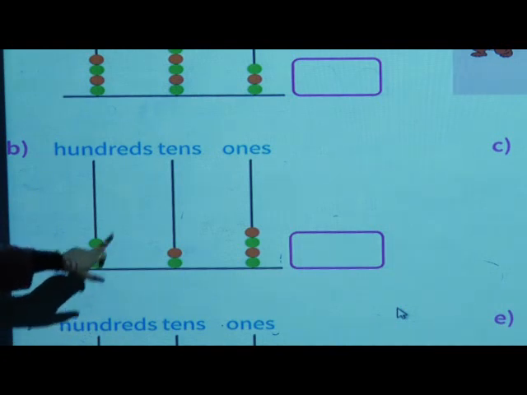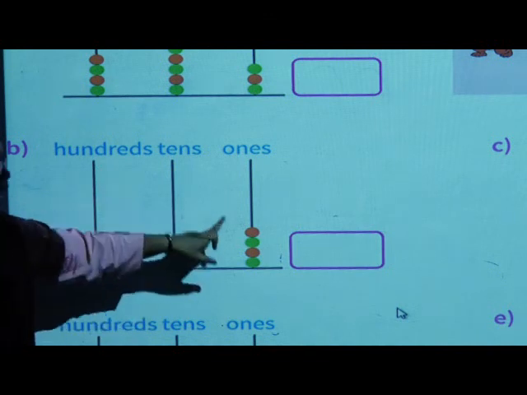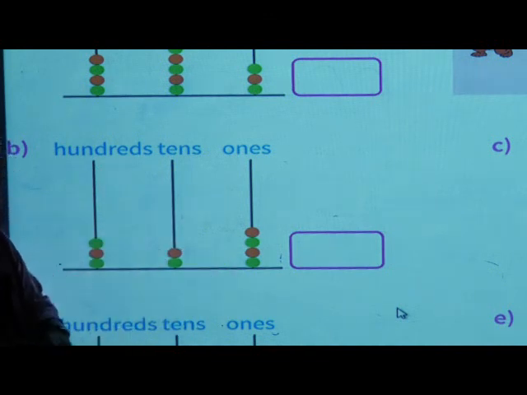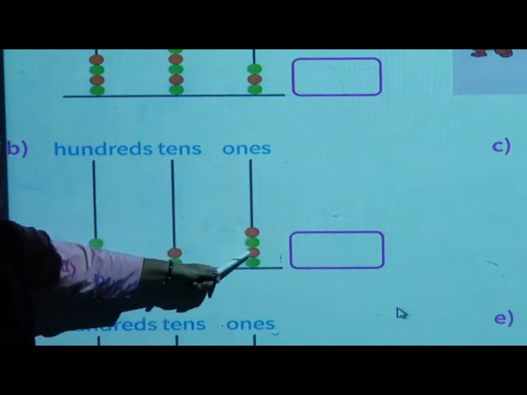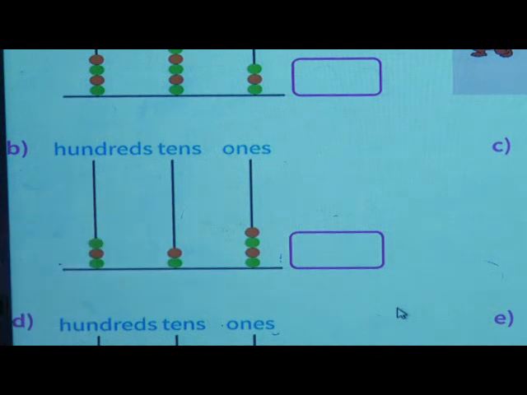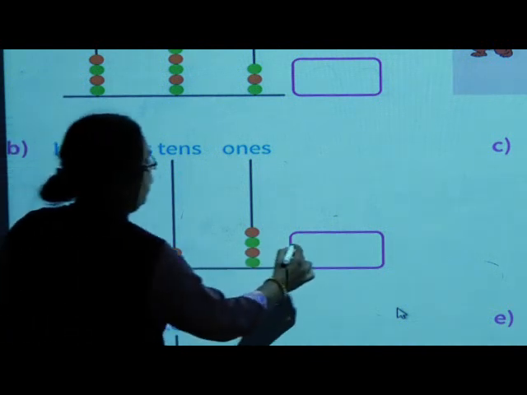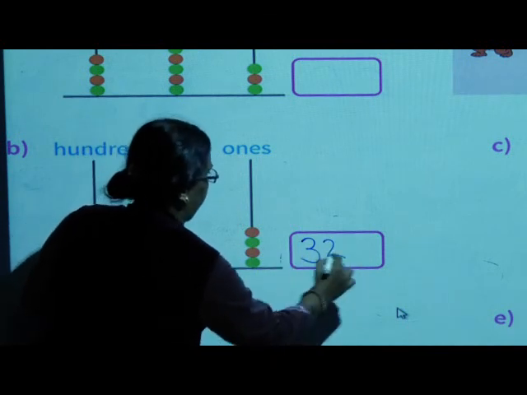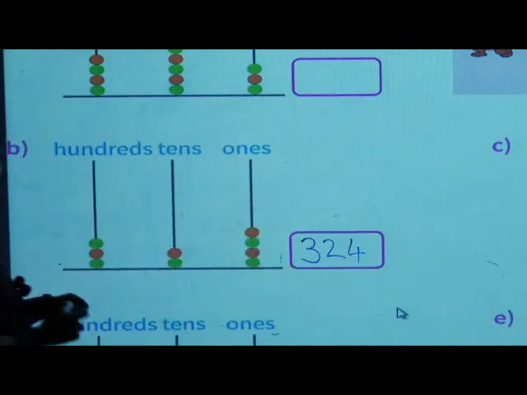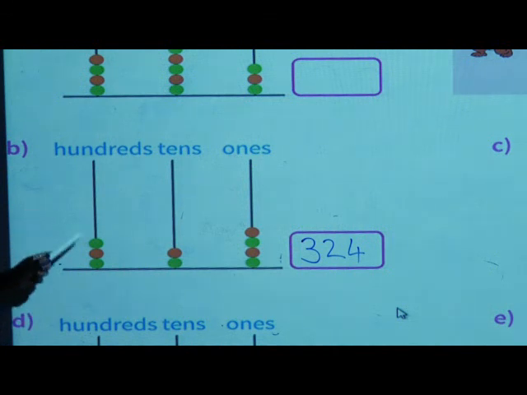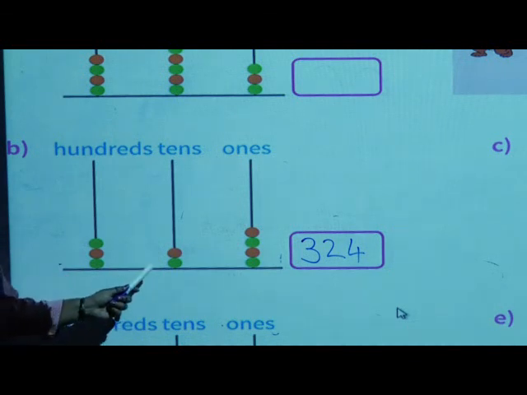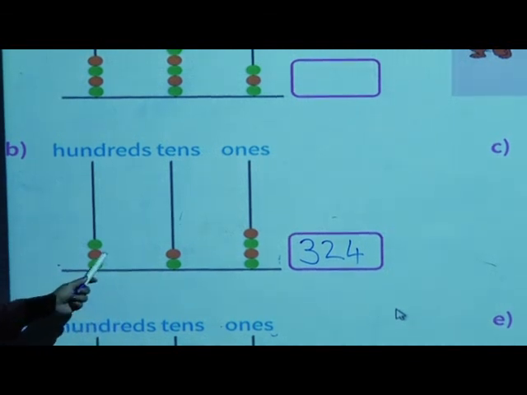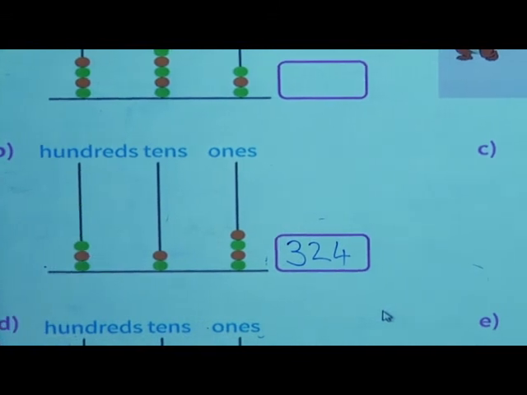Then 300, 2 tens and how many ones are there? 1, 2, 3, 4. 4 ones. Then 300, 2 tens and 4 ones. You will count the beads on the abacus and you will write. Did you finish writing B1? Yes. Now we will see C1.